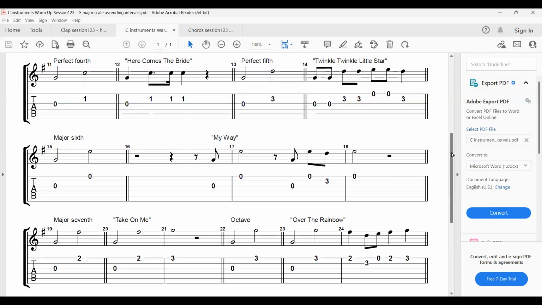Let's go on to the perfect fifth now. And actually, in Here Comes the Bride, the next note in the tune is the perfect fifth. And it's also the start of Twinkle Twinkle Little Star. So let's play the perfect fifth. 1, 2, 3, 4.